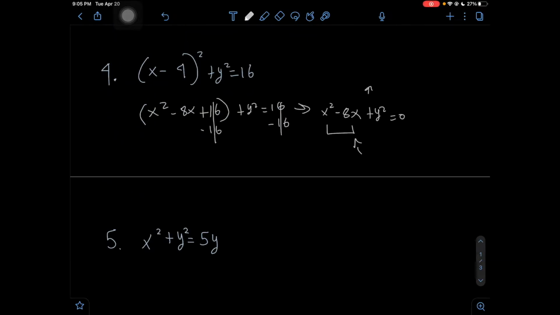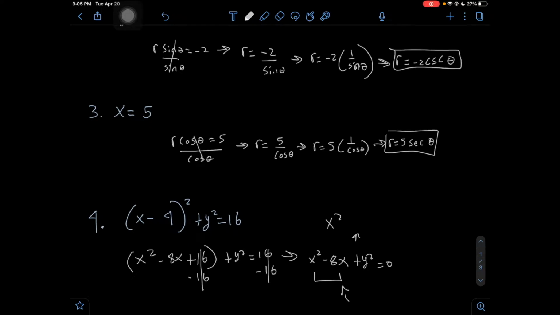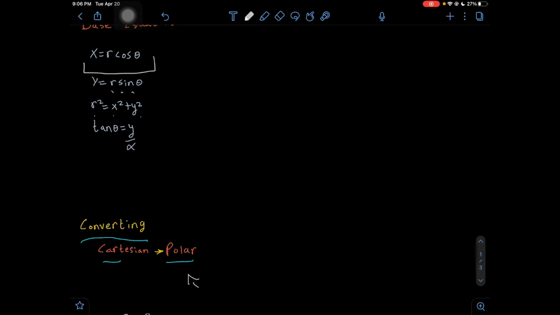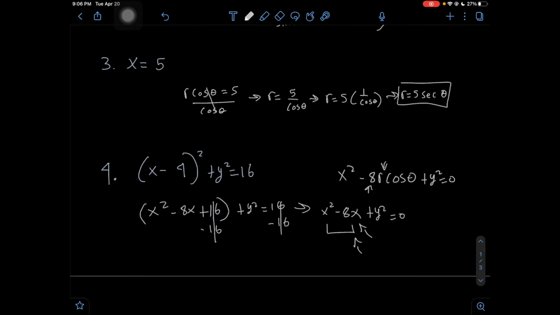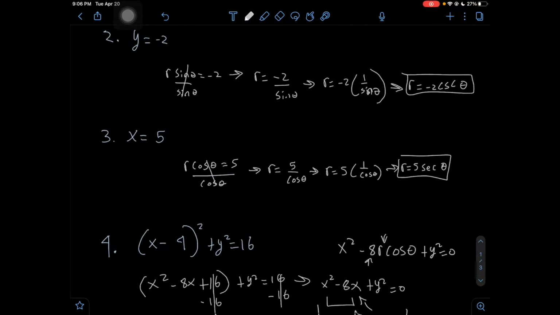So now we're going to have x squared. I'm just rewriting the whole equation. We're going to have x squared minus 8r cosine theta plus y squared equals 0. Now we brought the r into our equation, and that's what we need to isolate. Again, we just did this by substituting the value of x from our base equation into this equation right here. Now we have x squared minus 8r cosine theta plus y squared equals 0.